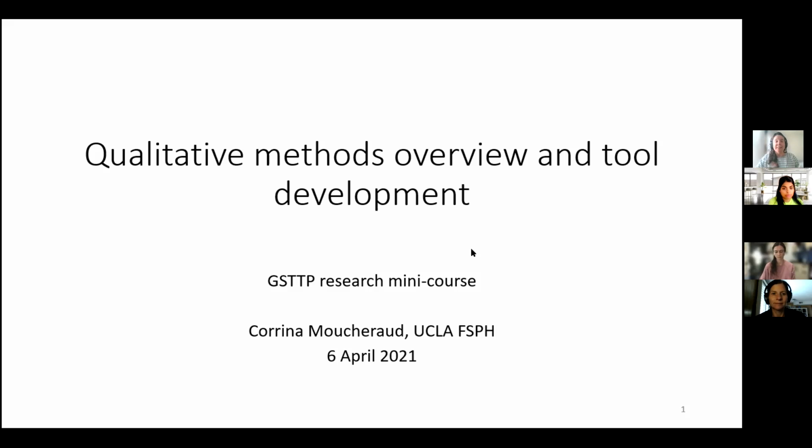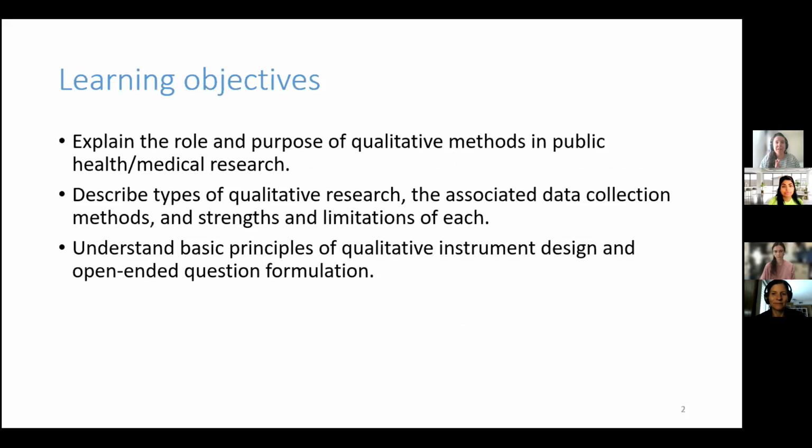All right. So welcome to the session on qualitative methods. The learning objectives are first to give an overview about what qualitative methods are, why we use them, what the role and purpose of this approach is. Second is to talk about different types of qualitative research, the way that we collect data in those different types and the strengths and limitations of each. And then the third is to talk about some basic principles of qualitative instrument design and how you formulate open-ended questions for different types of qualitative data collection.